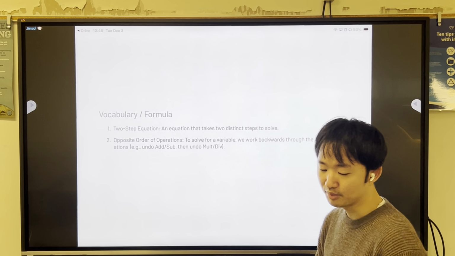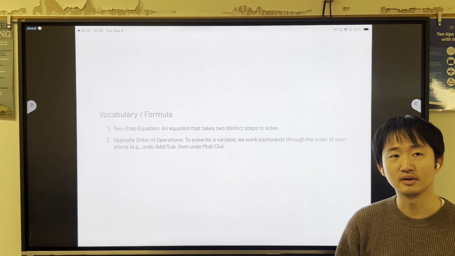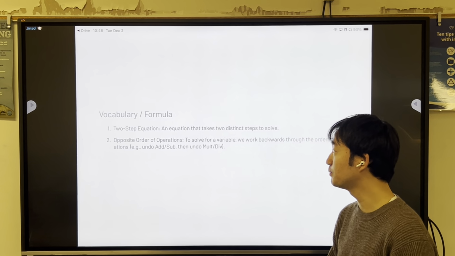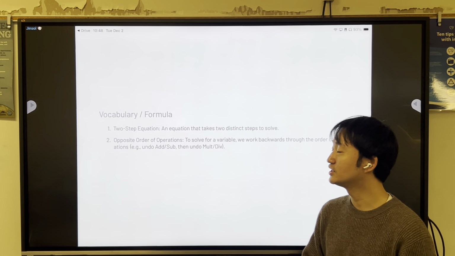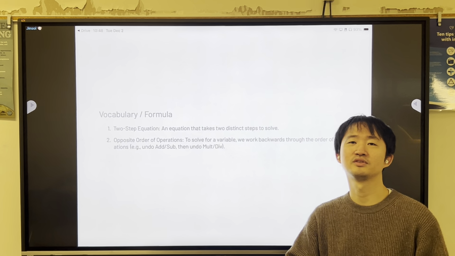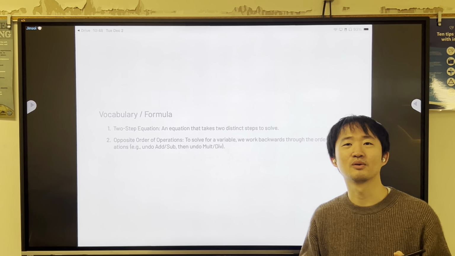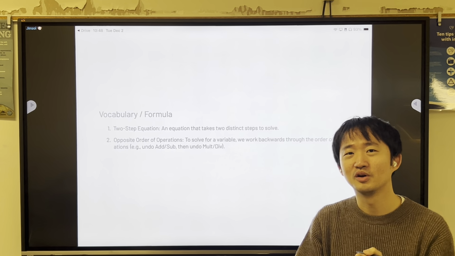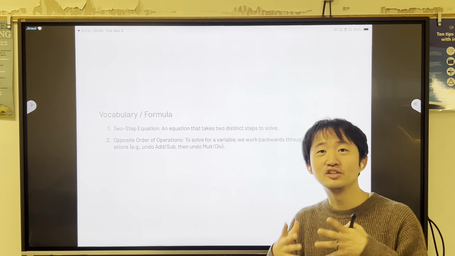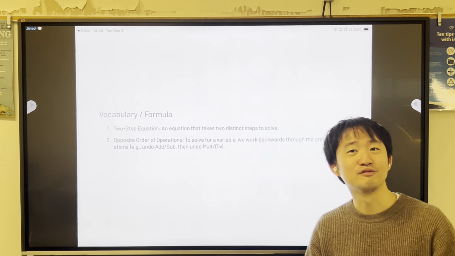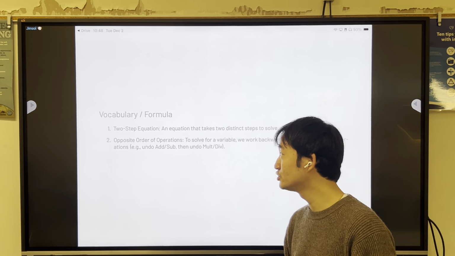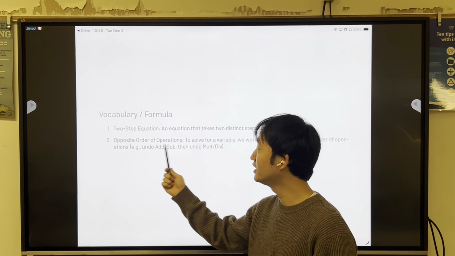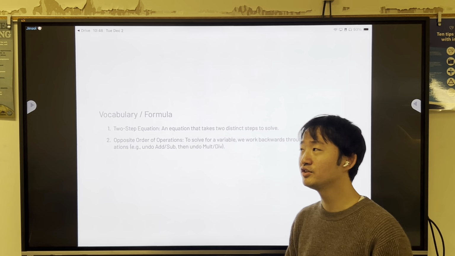Now let's review the vocabulary and the formula. Today we talked about the two-step equation. A two-step equation means it's an equation that takes 2 steps. The difficult part about the two-step equation is that not only do you have to take the 2 steps, you also need to know which step to do first. And in order to know that, we need to understand the idea of opposite order of operation.